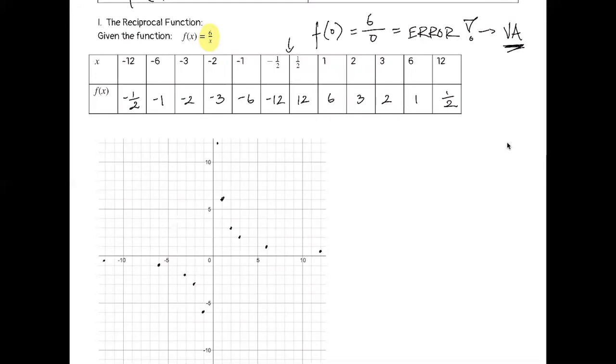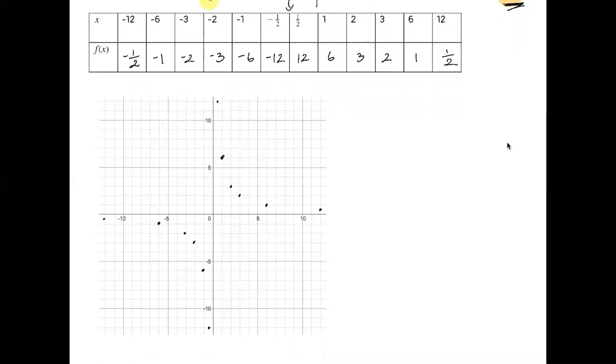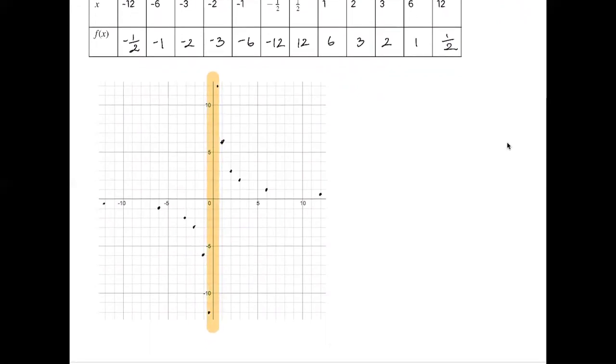So I'm going to go ahead and draw in my vertical asymptote. Let's use orange. Okay, I've got a vertical asymptote right at x equals 0. Right? And so if I were to write an equation for that, I would have that my vertical asymptote is x equals 0. Okay.